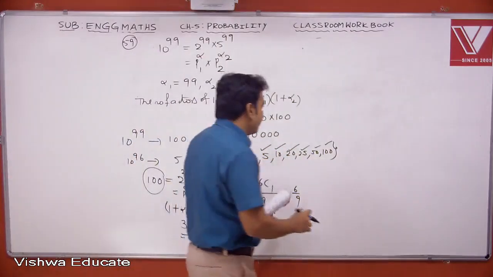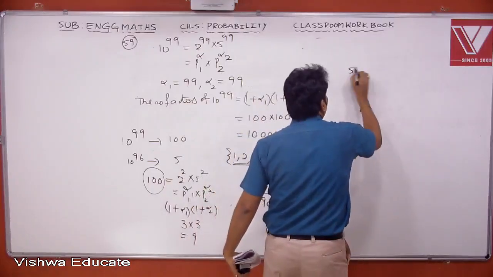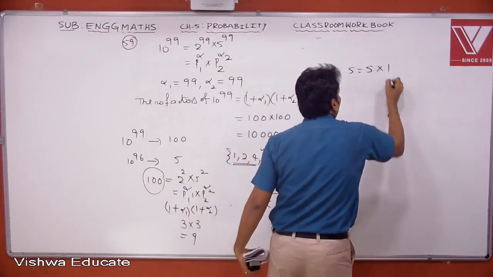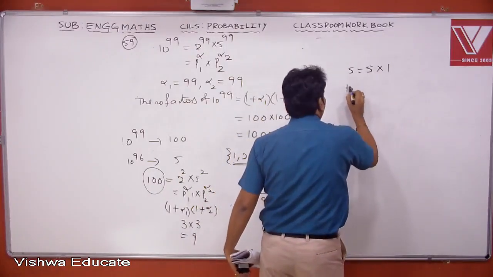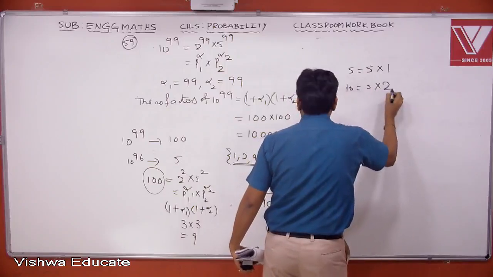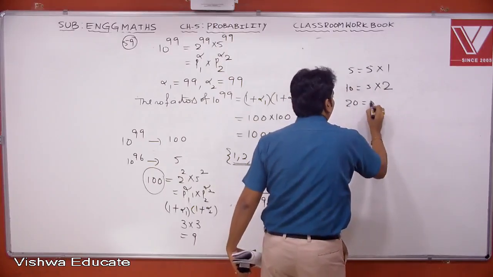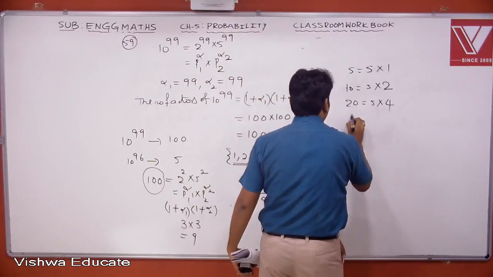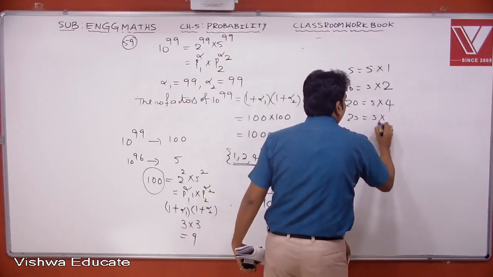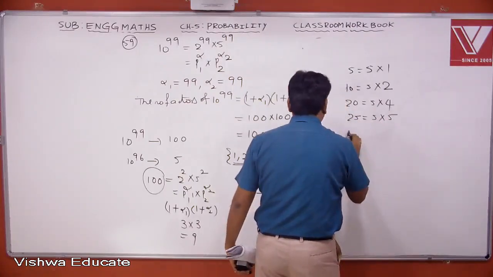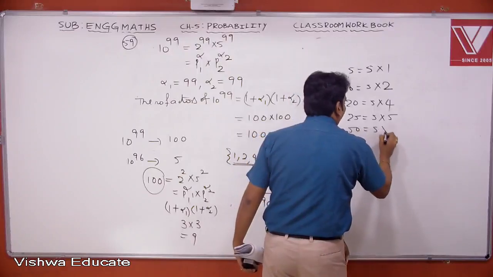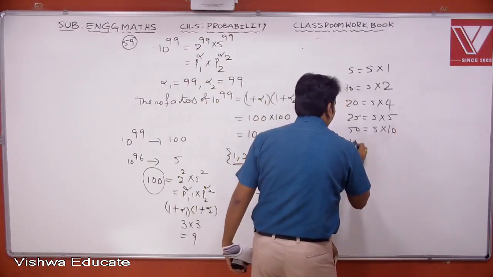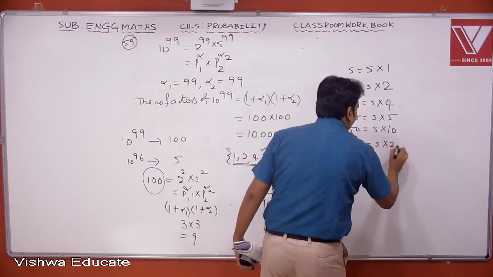Now you can see this 5 can be written as 5 into 1. This 10 can be written as 5 into 2. This 20 is 5 into 4. And this 25 is 5 into 5. So 50 is 5 into 10. And this 100 is 5 into 20.